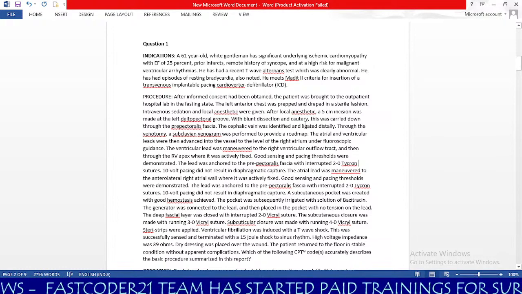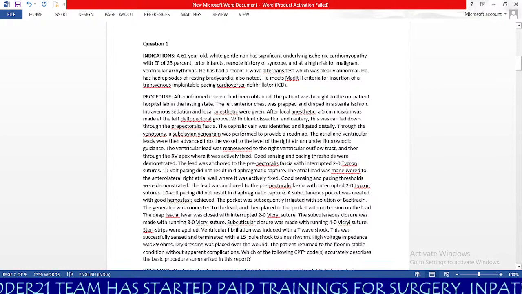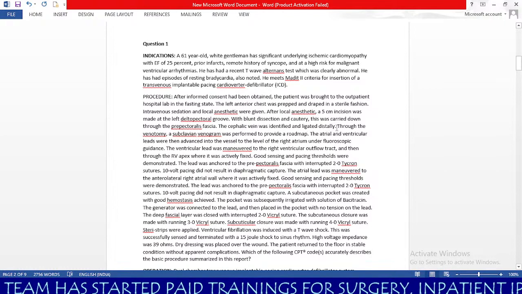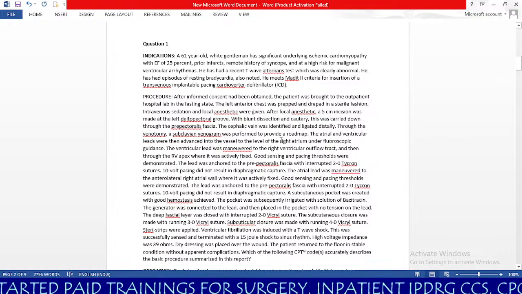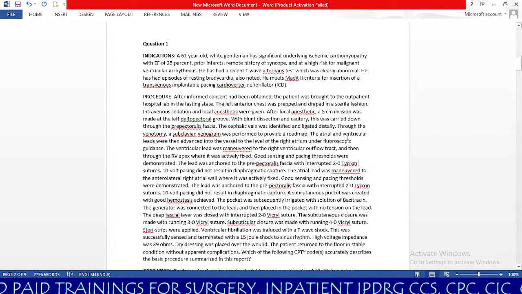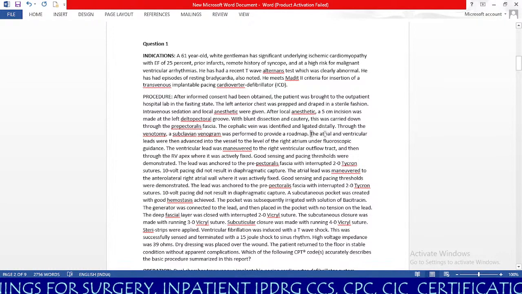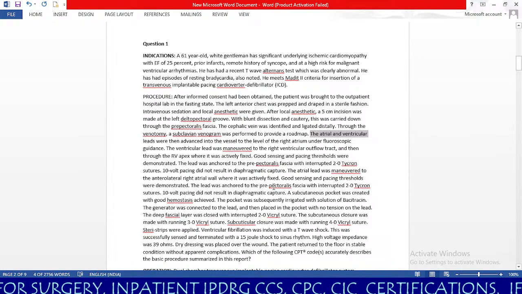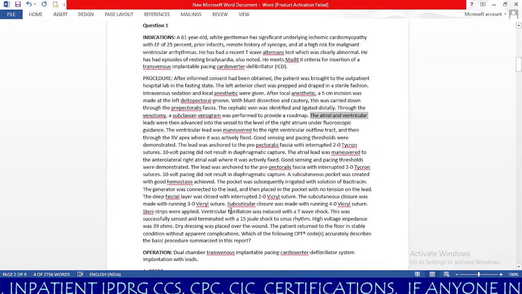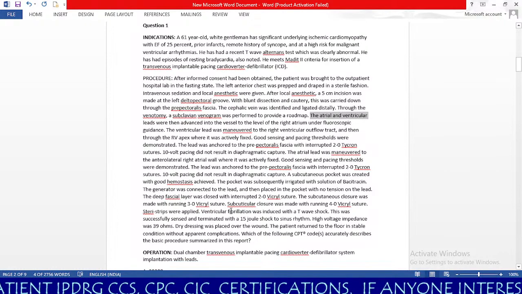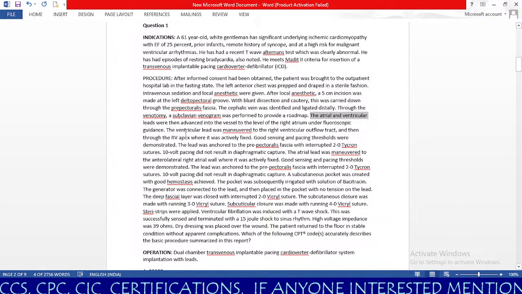With blunt dissection and cautery, this was carried down through the pectoralis fascia. The cephalic vein was identified and ligated distally. Through the venotomy, a subclavian venogram was performed to provide a roadmap. The atrial and ventricular leads were then advanced. See, this is the keyword here: atrial and ventricular leads. That's why the physician has mentioned dual chamber, as the physician has placed two leads in the atrium and ventricle. Advanced the vessel to the level of the right atrium under fluoroscopic guidance.